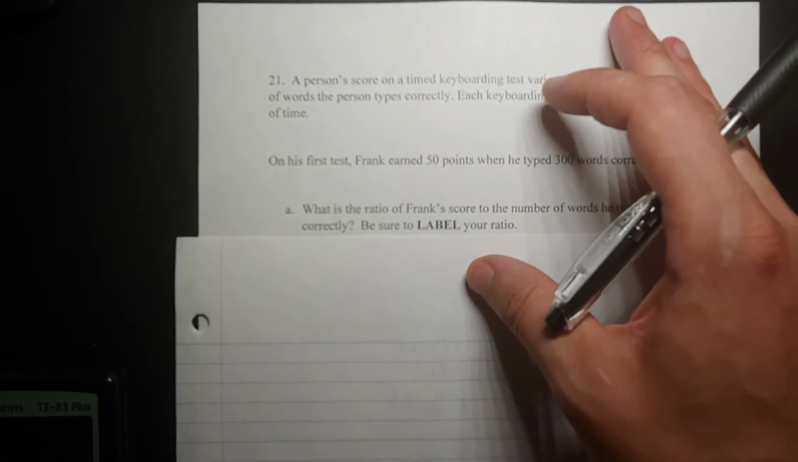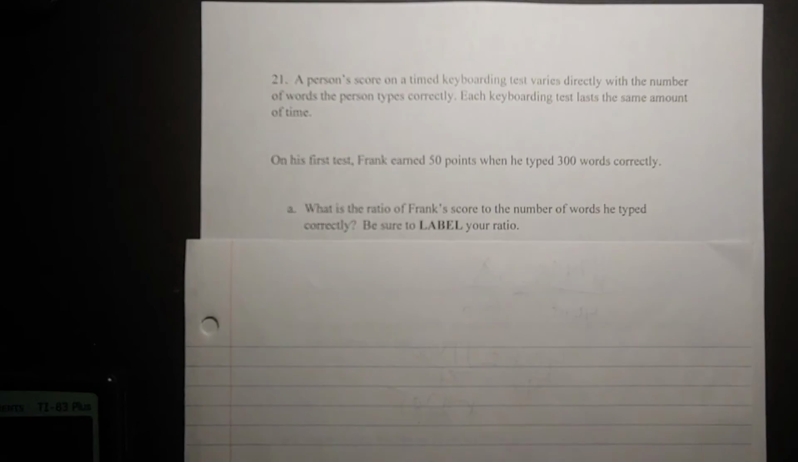Okay, if you're back, we have an open response question, but it's not that long. It's just a little bit wordy. In this case, it's number 21. A person's score on a timed keyboarding test varies directly with the number of words the person types correctly. Each keyboard test lasts the same amount of time. On his first test, Frank earned 50 points when he typed 300 words correctly. Part A: write the ratio of Frank's score to the number of words he typed correctly. Be sure to label your ratio.